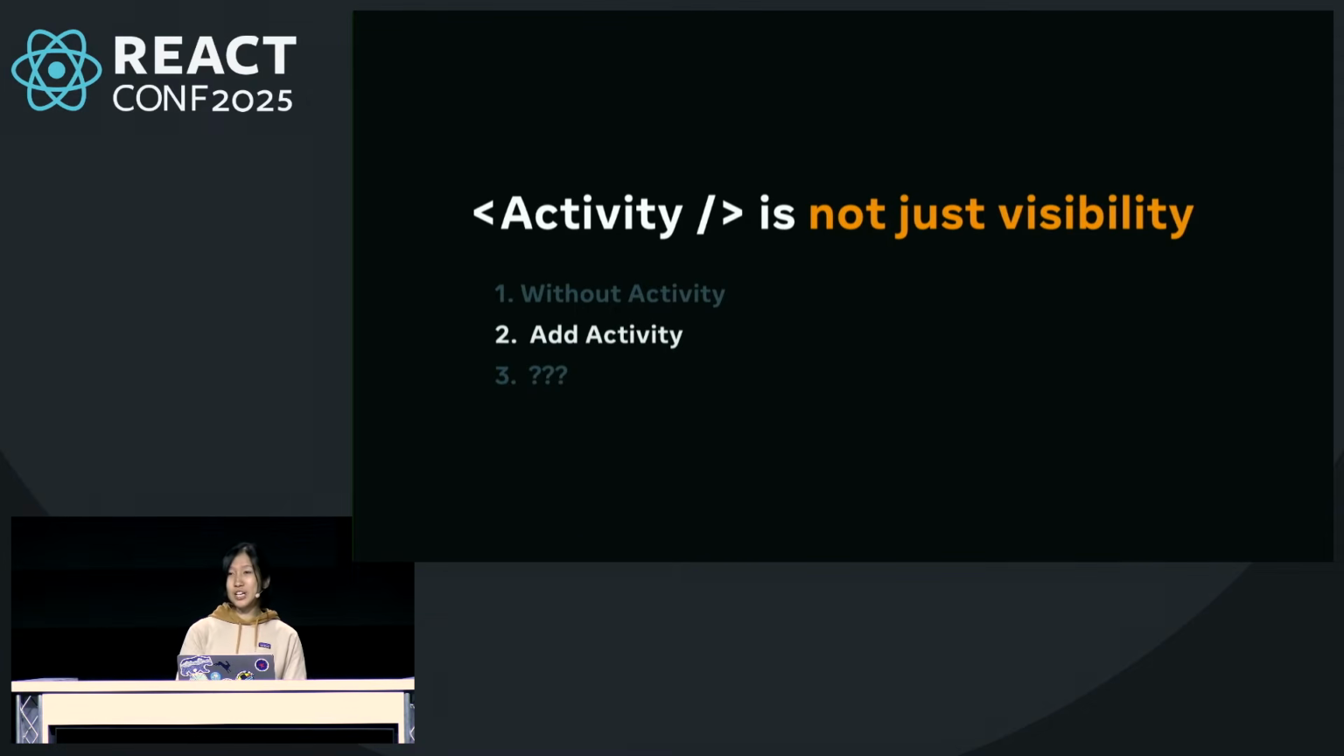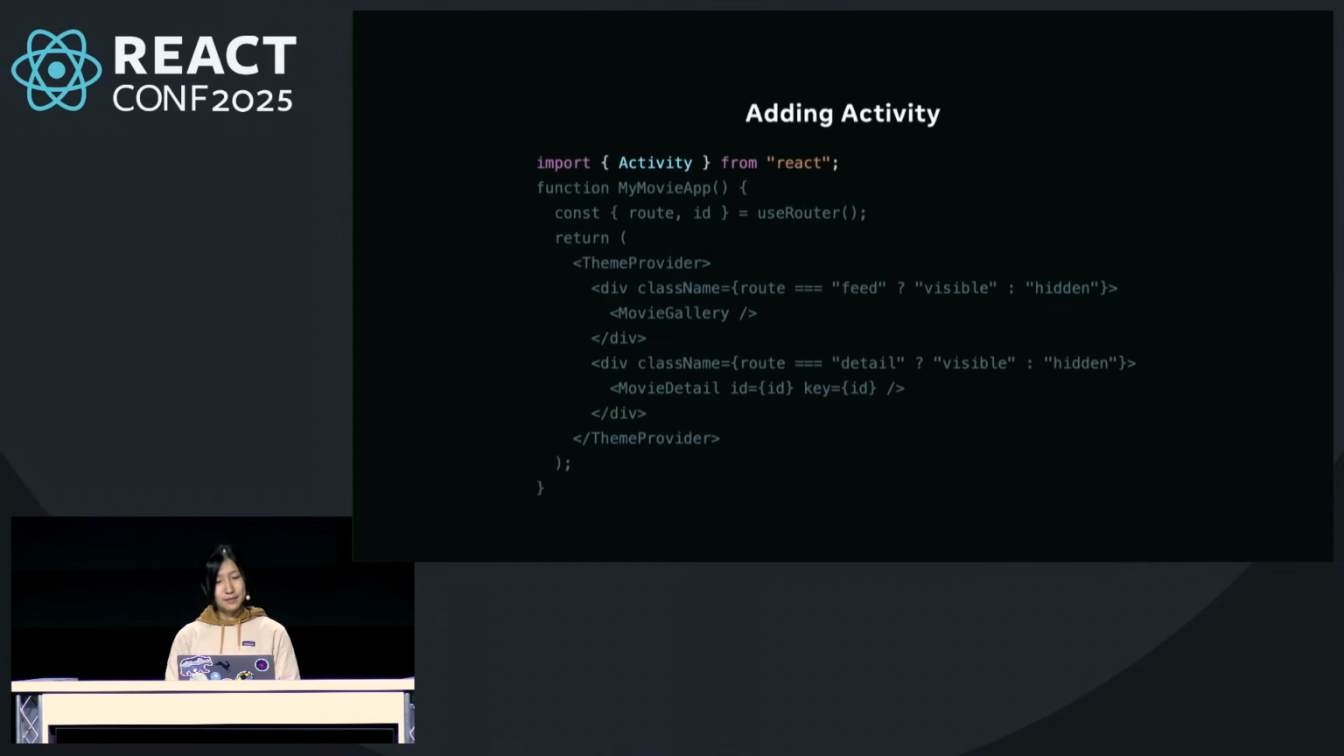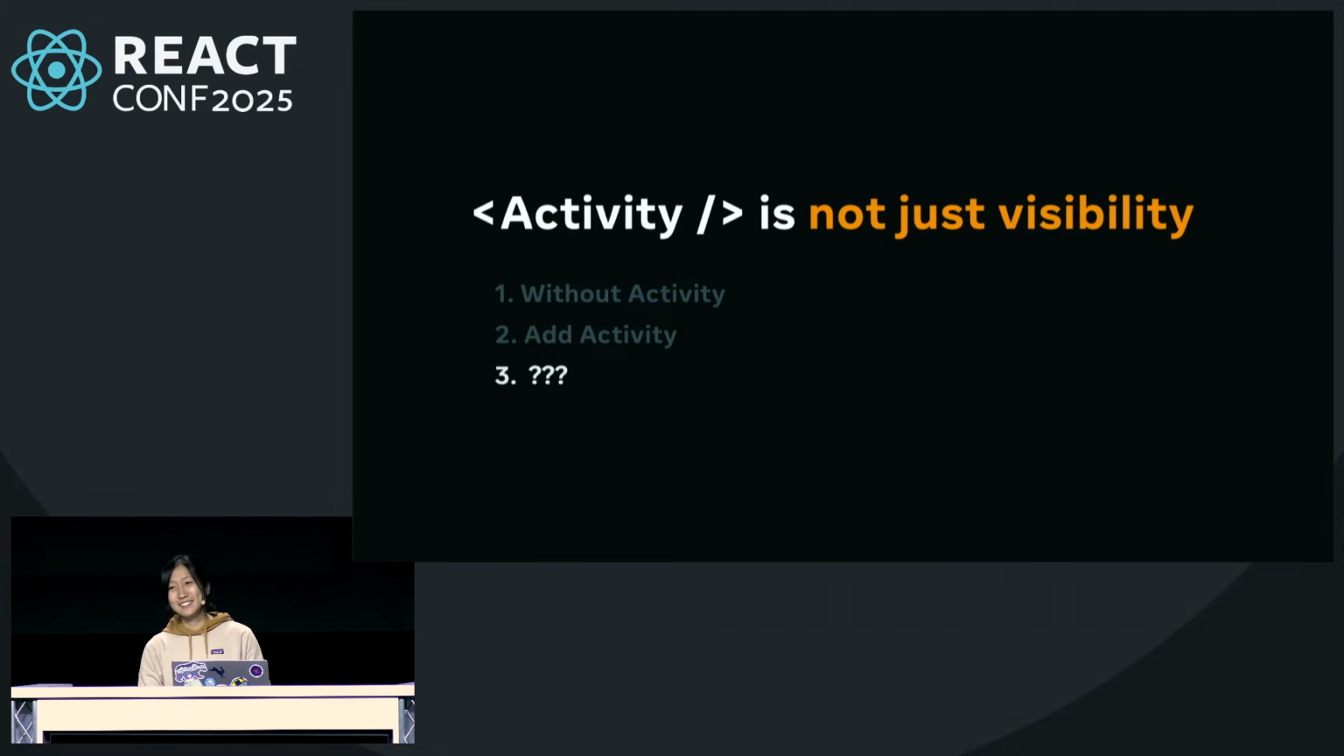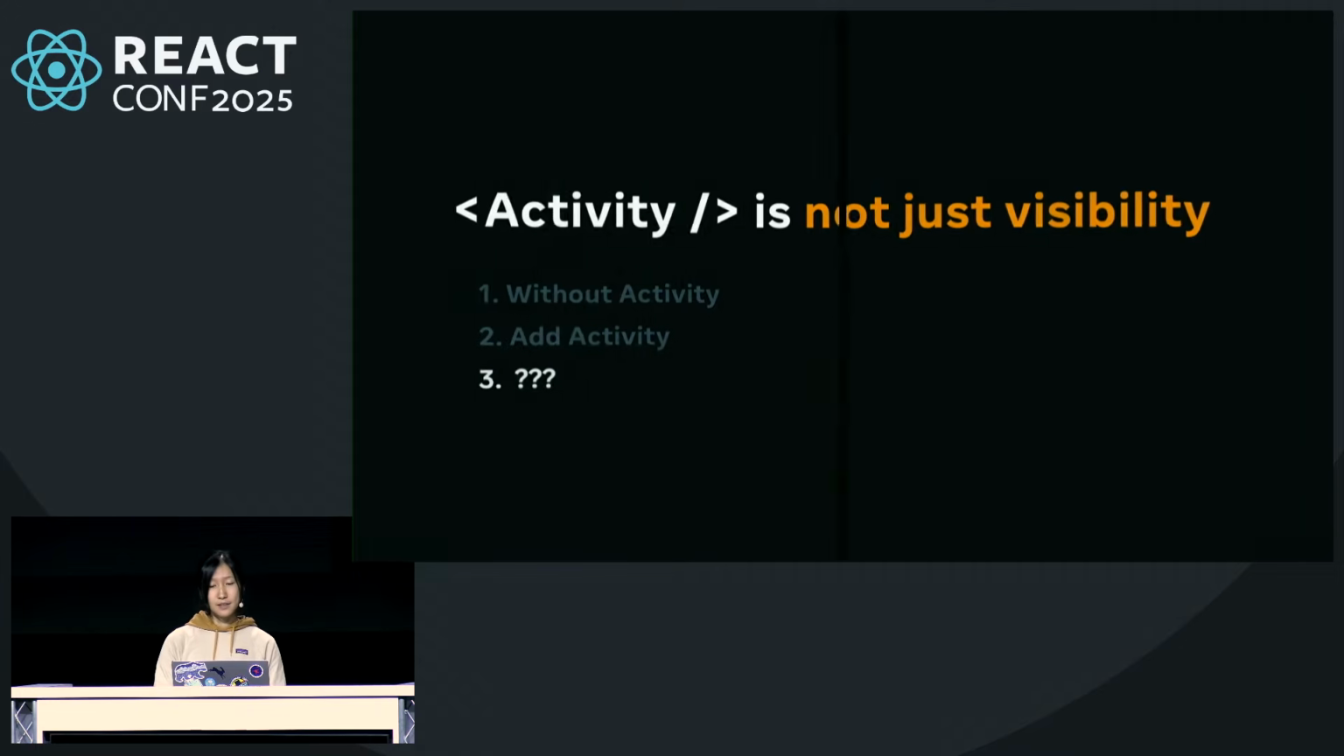Step one's done. Let's change the app to add Activity. First, we'll import it, then replace this manual stuff with Activity, and then, wait, that's all, we're done. Moving on. So what's the performance of the same theme toggle interaction now that we're using Activity?